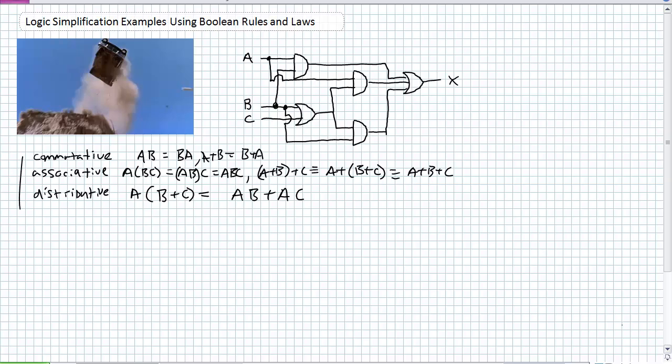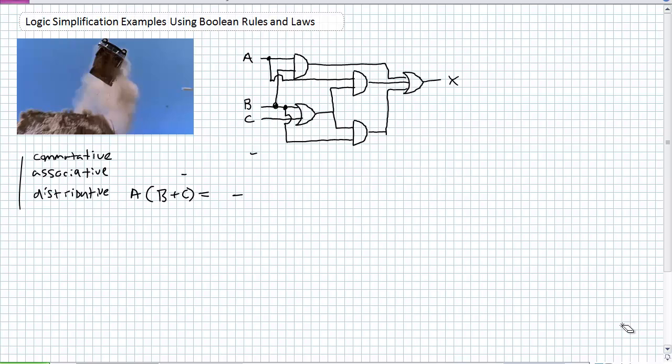Those are our laws. Those are easy. I'm not even going to write those things down. I'm just going to refer you to those. Let's write our rules down. What are the rules that we went over?